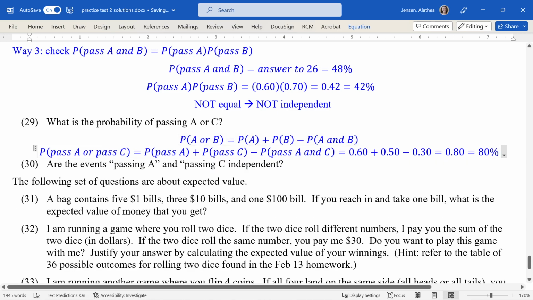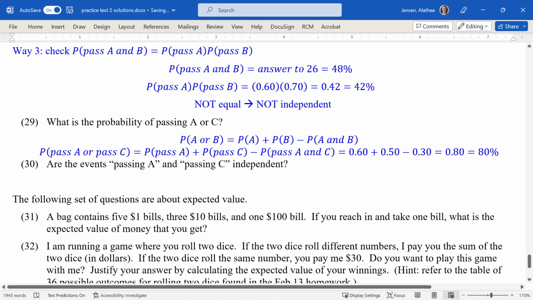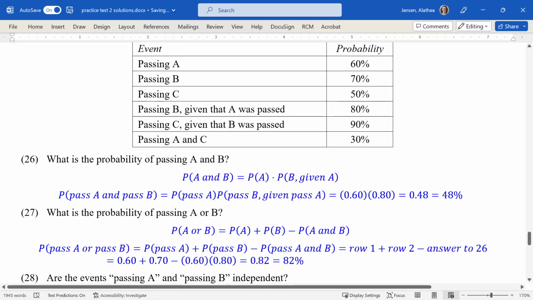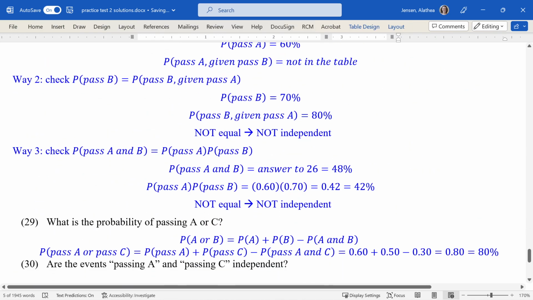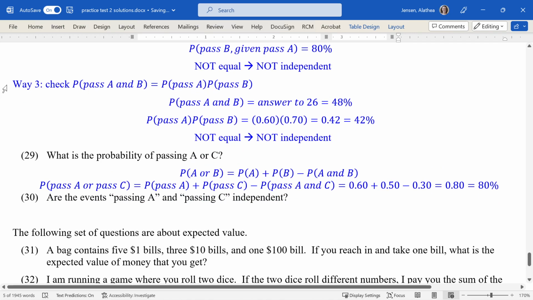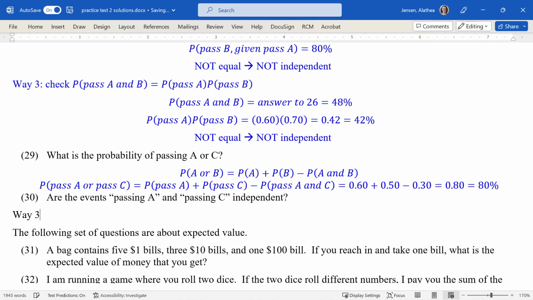And the last question in this section: are the events passing A and passing C independent? Looks like I forgot a quote mark there. Okay, so we have 3 different ways of checking. I think the first 2 ways are not going to work because we don't have any given information that has A and C in there. So only it looks like the last way will work. So we're going to do way 3. And so let me type that up.